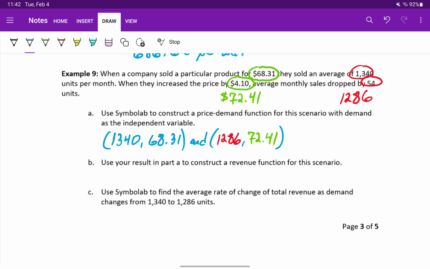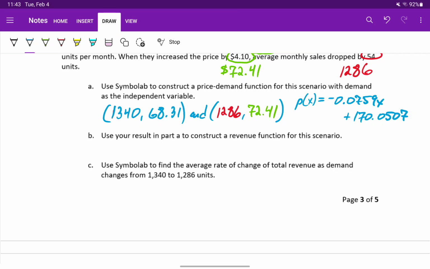Just like we did in example 7, we can use Symbolab to construct the line through those 2 points. And we would end up with the price demand function P of x is equal to negative 0.0759x plus 170.0507. Again, Symbolab will give us that in terms of x and y. We just need to know to change y to be P of x to represent that price demand function.